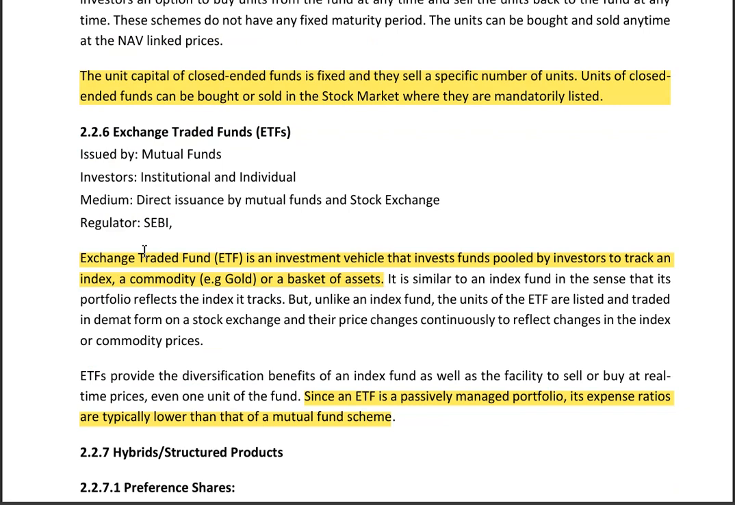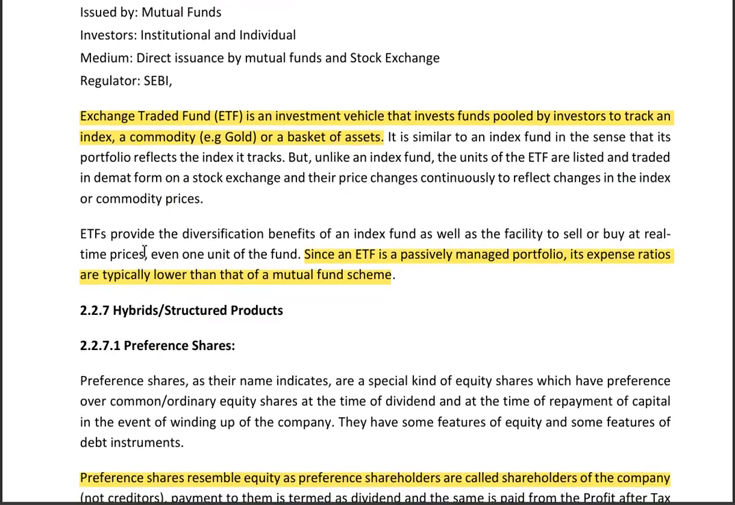ETFs are like a replica of the stock market. It is also an investment vehicle, with funds pooled by investors to track an index. If you invest in an ETF, you are investing in a particular sector or fund. It is passively managed. It's just a replica of an index or benchmark. Simply, you can consider it that way.